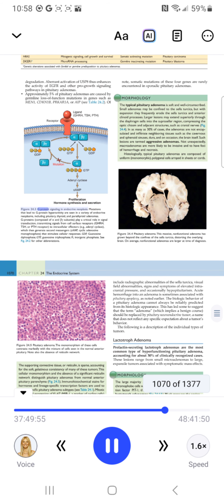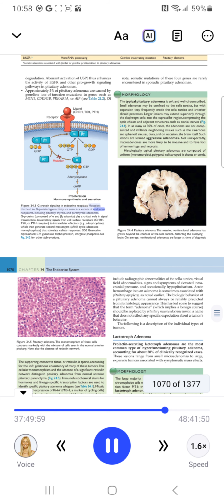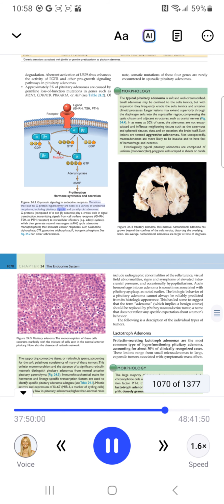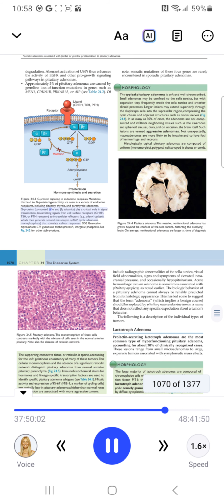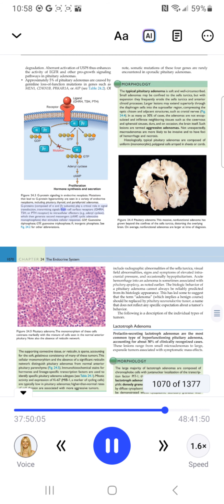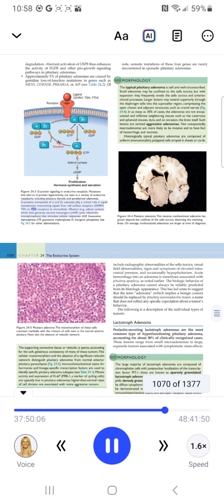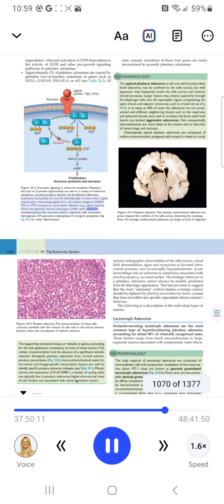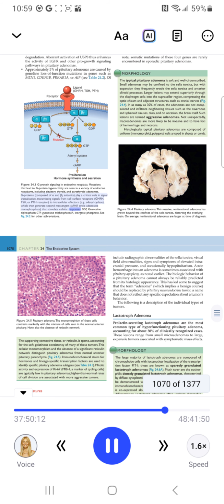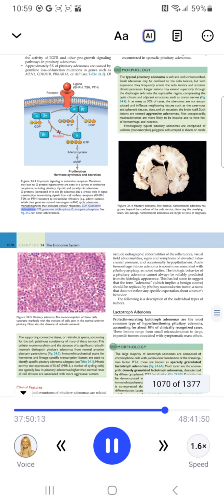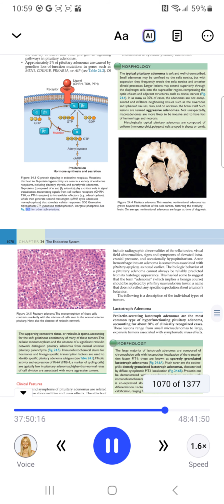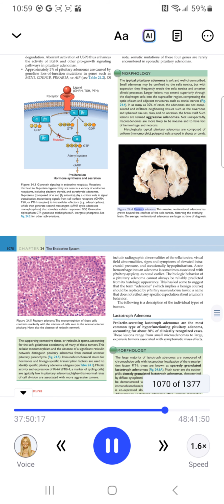Figure 24.3, G protein signaling and endocrine neoplasia. Mutations that lead to G protein hyperactivity are seen in a variety of endocrine neoplasms, including pituitary, thyroid, and parathyroid adenomas. G proteins composed of alpha and beta-gamma subunits play a critical role in signal transduction, transmitting signals from cell surface receptors, GRH, TSH, or PTH receptor, to intracellular effectors, e.g., adenyl cyclase, which then generate second messengers, cAMP, cyclic adenosine monophosphate, that stimulate cellular responses. GDP, guanosine diphosphate; GTP, guanosine triphosphate; Pi, inorganic phosphate; see Figure 24.2 for other abbreviations.